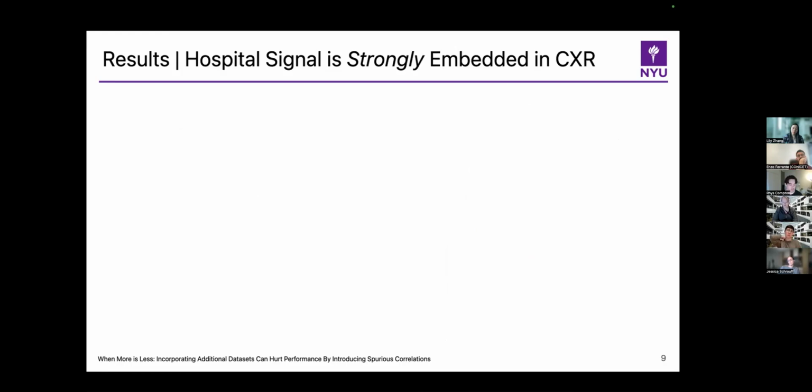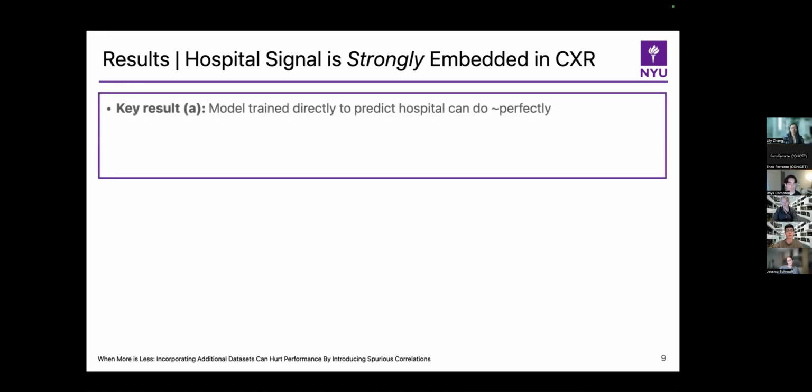So this issue of spurious correlations really becomes an issue when the model can predict what this extra variable is. So if the model can predict hospital. And what we found is that this is the case very strongly with chest X-rays. The hospital signal is very strongly embedded in chest X-ray data. The first way we did that was just training a CNN model directly to predict hospital, and we found that it can do it perfectly.